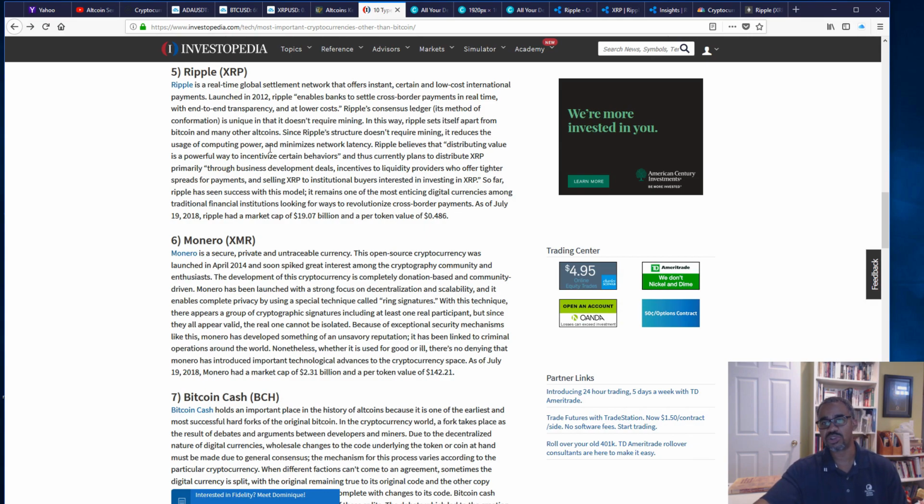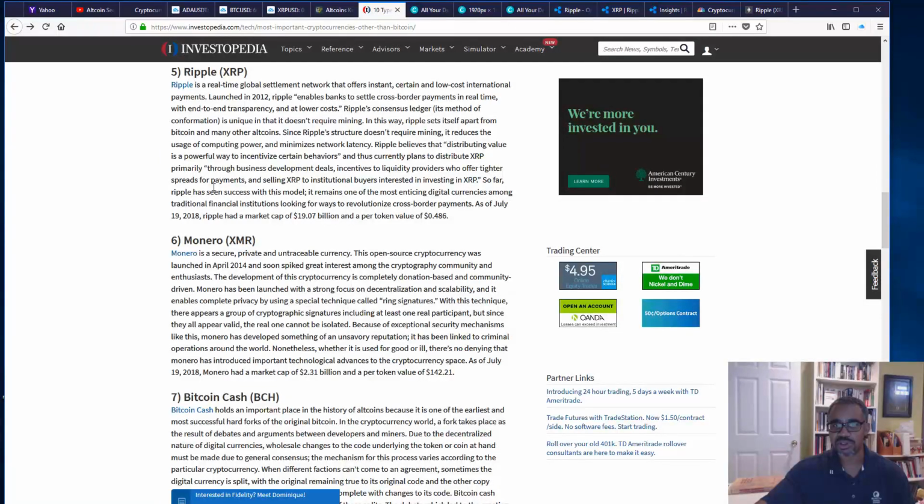So Ripple is a real-time global settlement network that offers instant, certain, and low-cost international payments. Launched in 2012, Ripple enables banks to settle cross-border payments in real time with end-to-end transparency and at a lower cost. Ripple's consensus ledger, its method of confirmation, is unique in that it doesn't require mining. In this way, Ripple sets itself apart from Bitcoin and many other altcoins. Since Ripple's structure doesn't require mining, it reduces the usage of computing power and minimizes network latency.